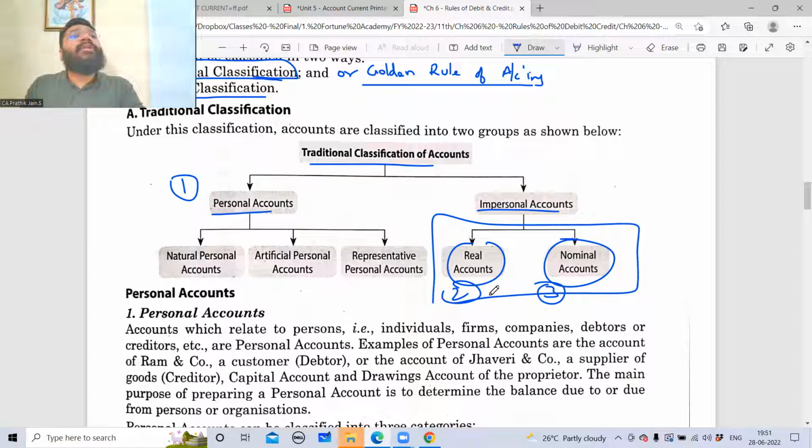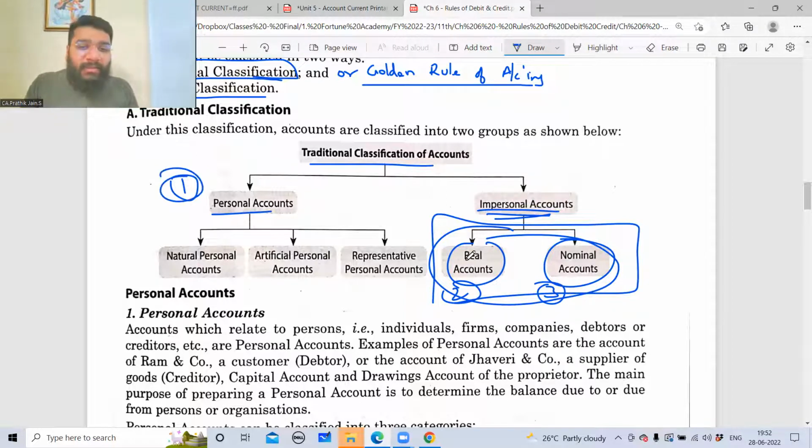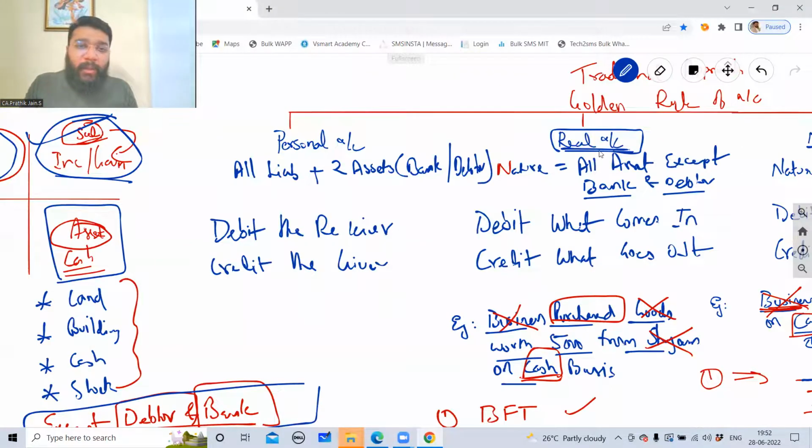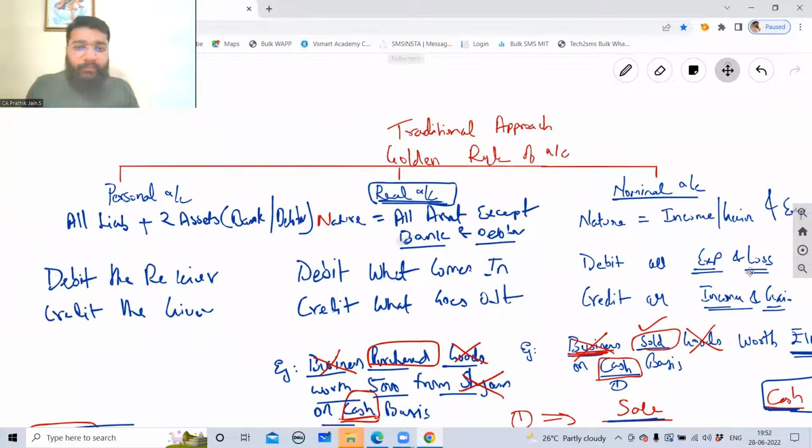So you may get a question: real account, does it belong to personal account or impersonal account? Impersonal. Nominal account, does it belong to personal account or impersonal account? Impersonal account. So both of them put together come under the head impersonal. But for impersonal as a category, there is no rule. The rule is there for this, this, and this. That is why I have put these three only here on the whiteboard. Are you able to follow? These are the three accounts for which you have the rule.